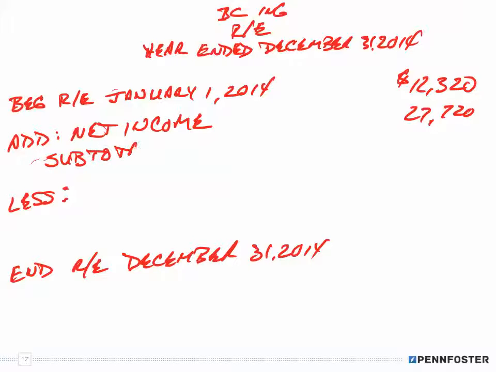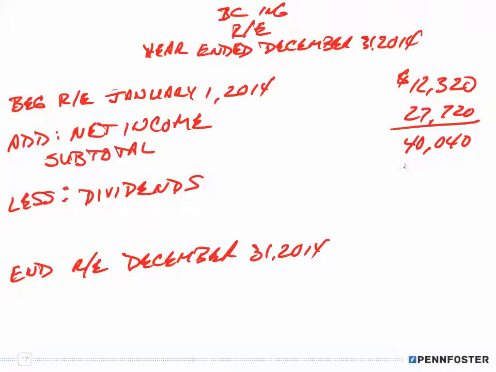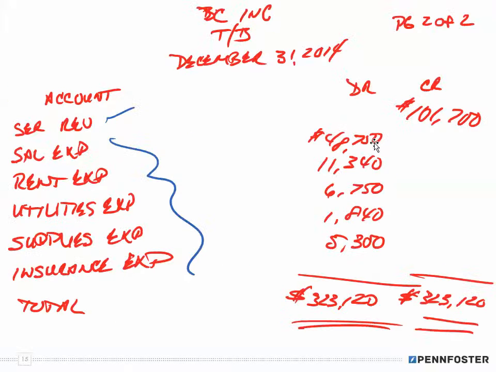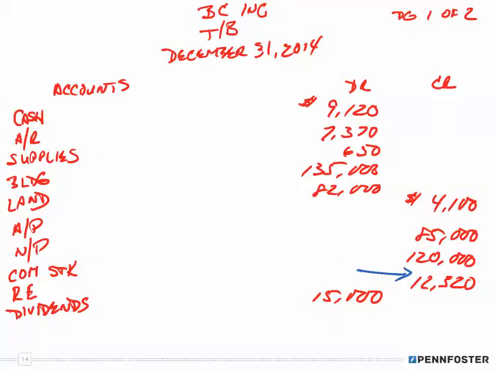Okay, that's going to give us a subtotal. And notice that I am indenting the word subtotal. My subtotal means I'm doing a mathematical calculation and I'm getting $40,040. But I'm not double underlining it because this $40,040 is part of another mathematical calculation, and then I have to less my dividends. And so my dividend amount is $15,000. Okay, I get that again from the trial balance right there.